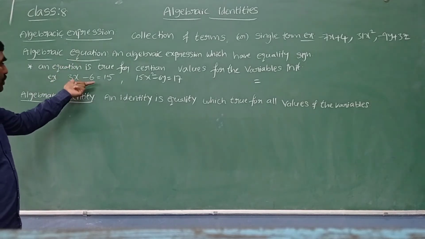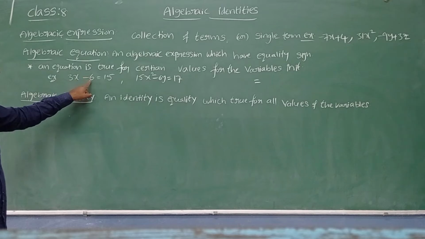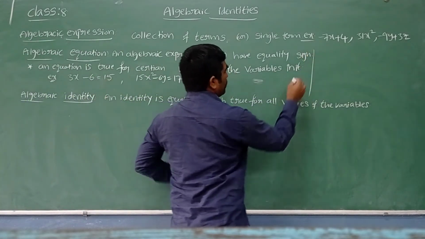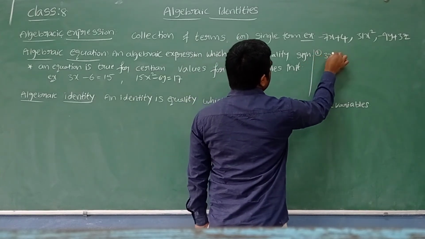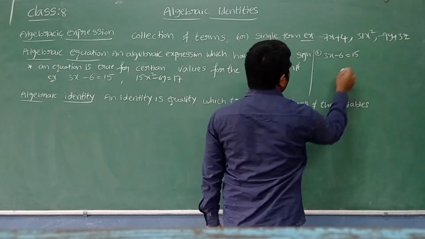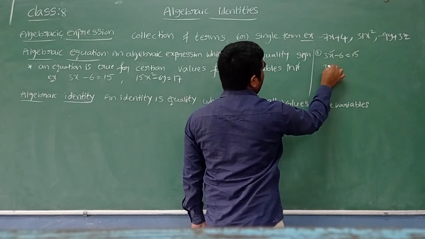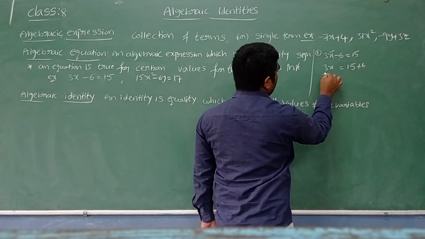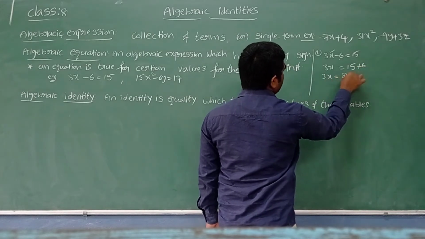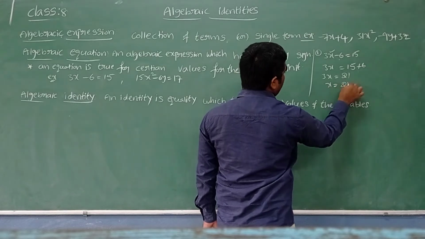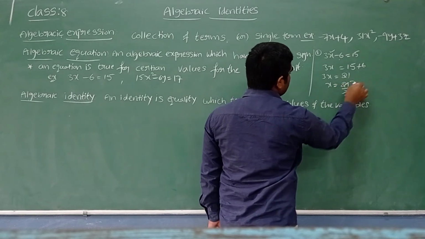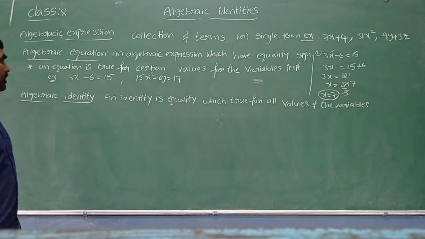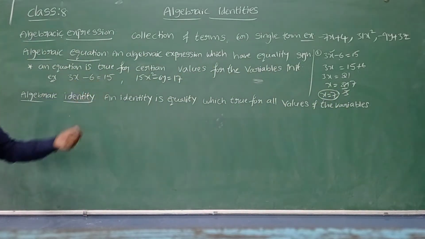Now let me find the solution of this 3x minus 6 equal to 15. I want to find the x value. 3x is equal to 15 plus 6, transposing the minus 6. Now let me write, 3x is equal to 21. x is equal to how much? 21 by 3. 3 ones are 3, 3 sevens are 21. So finally x is equal to 7.